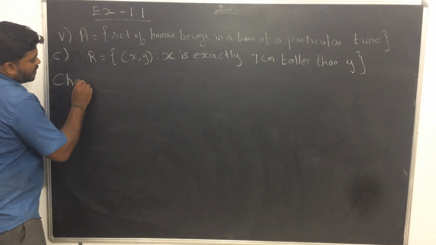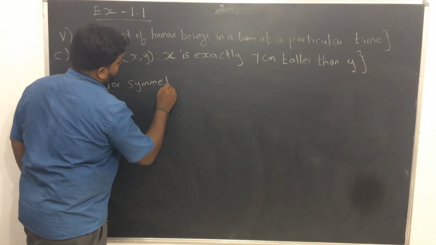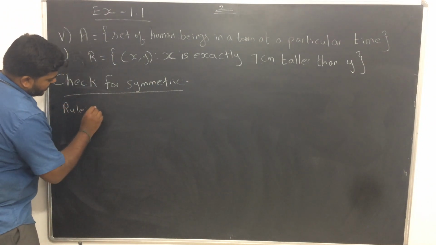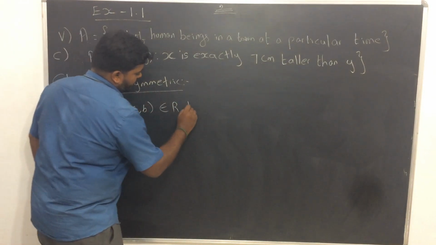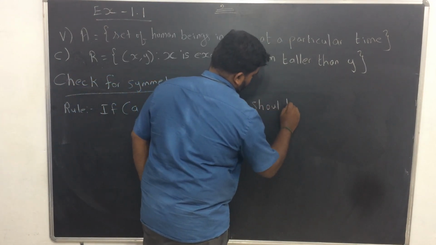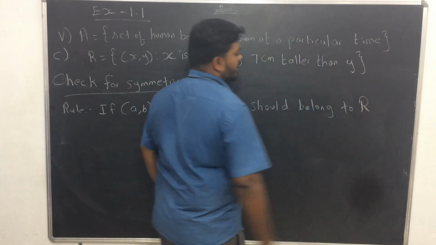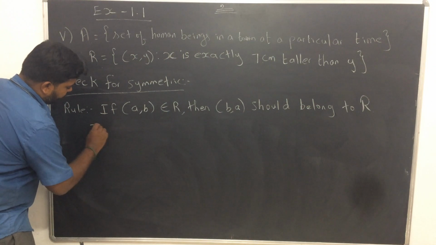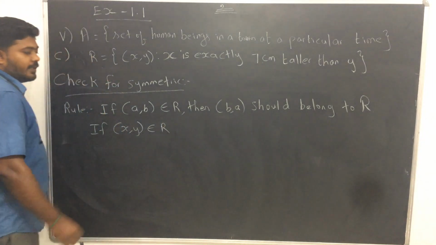Now let's check for symmetry. Reflexive is done. What is the rule for a relation to be symmetric? The rule states that if (a, b) belongs to R, then (b, a) should belong to R. This is the rule for a relation to be symmetric.